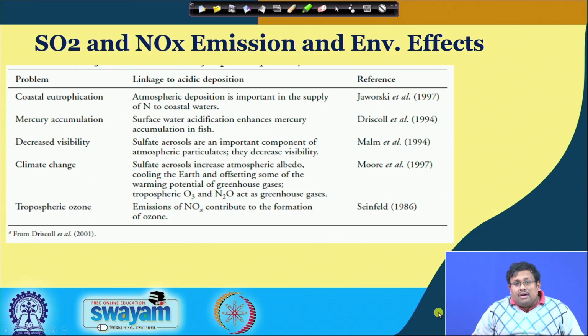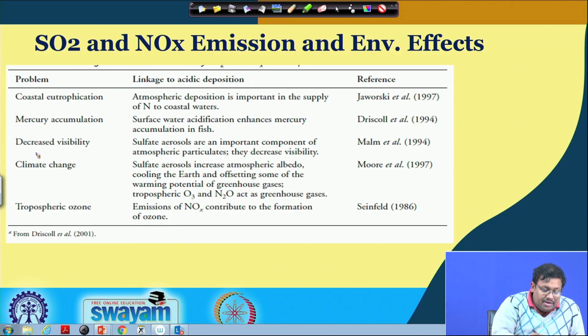So this table shows the different types of environmental effects related to acid rain. The problems are mentioned here. As you can see, there are five problems.